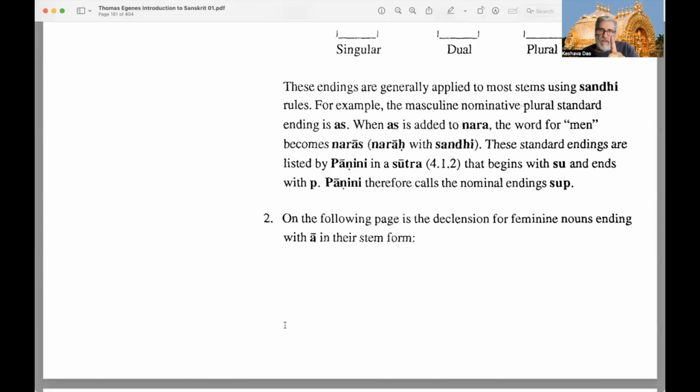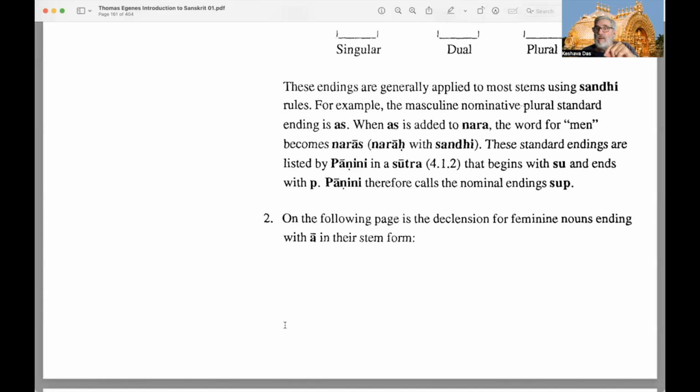That begins with Su and ends with P, or Sup. Suptinantam padam is his previous sutra that tells us Panini calls these endings Sup because they start with Su and end with P. Don't ask about that now. If anybody wants to know why, they can get in touch with me and we'll talk.